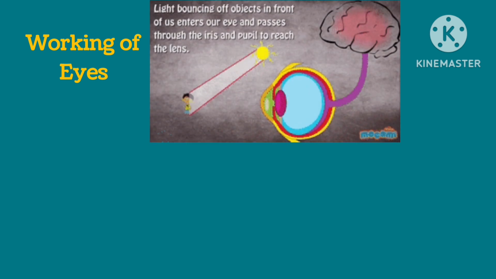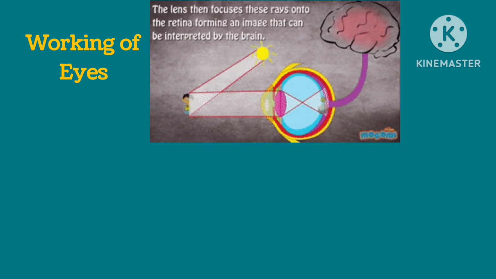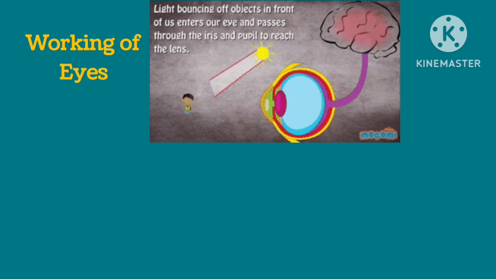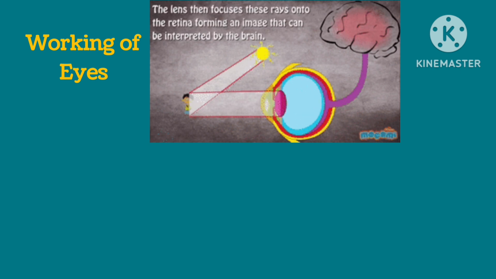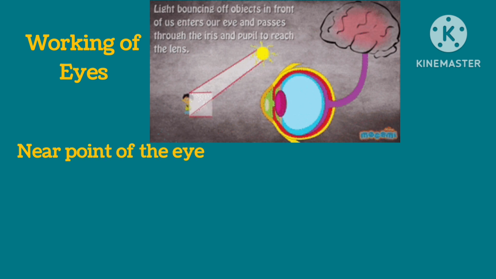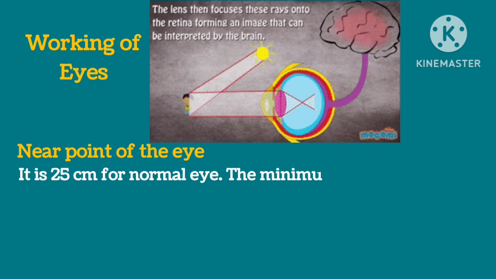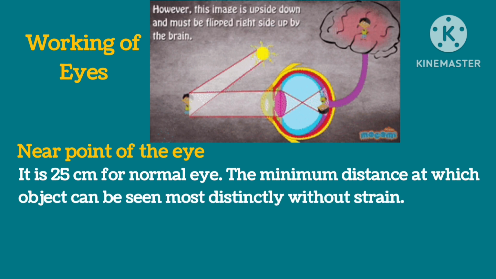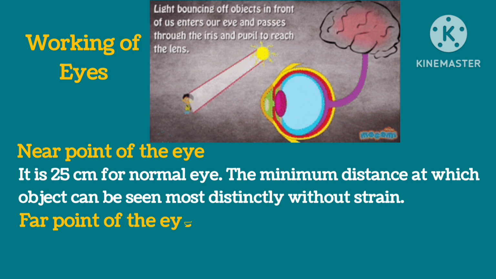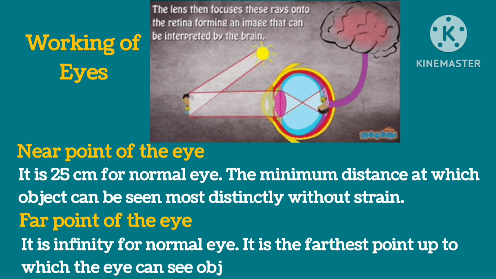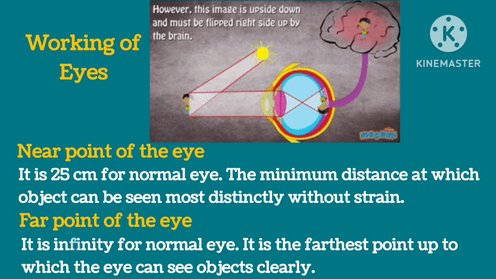Working of eye. Here you can see how the sunlight bounces off the object in front of us, reaches our eye, forming an inverted image on retina, and this image is sent to brain in the form of electric signal. Near point of the eye. It is 25 centimeters for normal eye, the minimum distance at which object can be seen most distinctly without strain. Far point of the eye. It is infinity for normal eye. It is the farthest point up to which eye can see objects clearly.